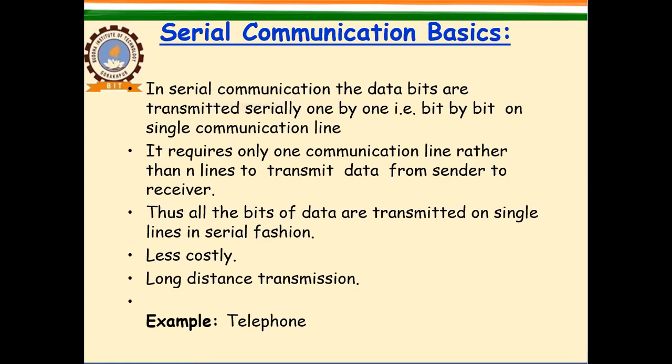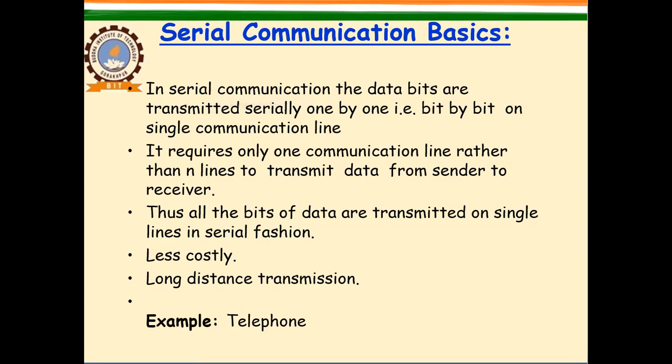In serial communication, the data bits are transmitted serially, one by one. Means a single wire is used and the data is transmitted one after another. Complete data is not transmitted at the same time. It requires only one communication line rather than n number of lines to transmit data from sender to receiver.